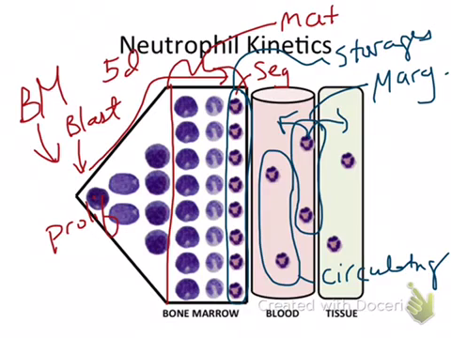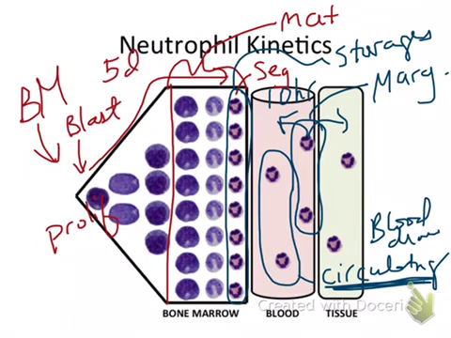Now it's important to note that only the circulating neutrophils, so those neutrophils in the circulating pool, are sampled during a blood draw. So these blood neutrophils circulate for about 10 hours, and then they do migrate into the tissues where they survive for about 1 to 2 days and then undergo cell death. So much shorter lifespan compared to the red blood cells.